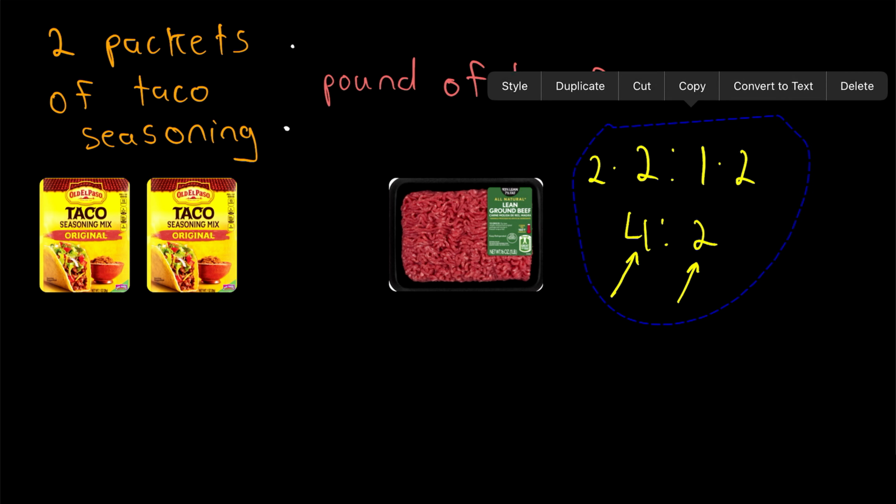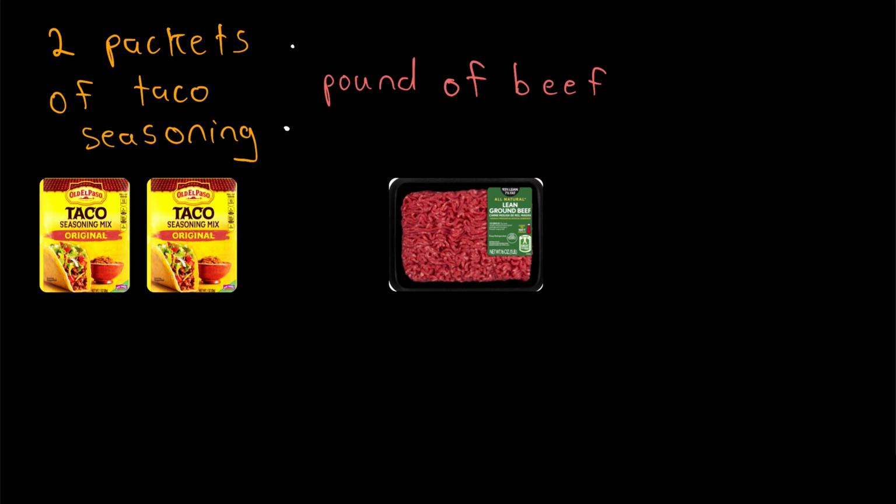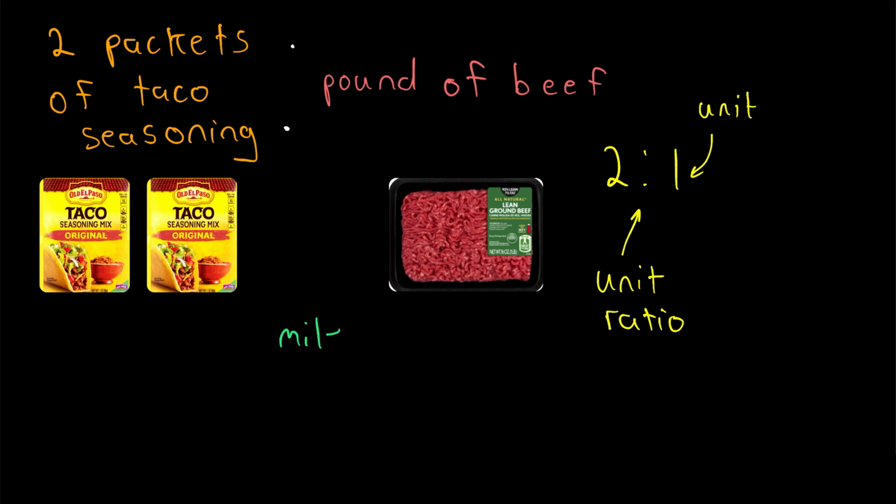By the way, one last thing I'll point out. Notice, if we wrote this ratio as a ratio with just numbers, so 2 packets of taco seasoning to 1 pound of beef, this is called a unit ratio because the second number in the ratio is 1. In other words, the second number of the ratio is a single unit, and in this case, that unit is the pound. Another very common unit ratio you might be familiar with is miles per hour.